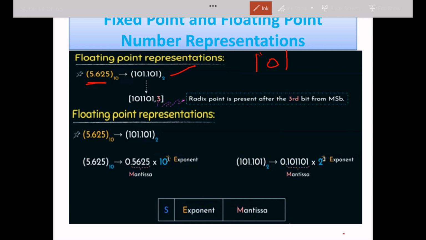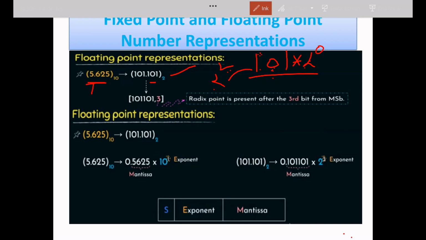So what you will write, this bit you will multiply with 2 to the power 0, this with 2 to the power 1, and this with 2 to the power 2, so 2 squared is 4, into 1, 4 plus 1 is equal to 5. So this number is 5.625. This is 101.625.